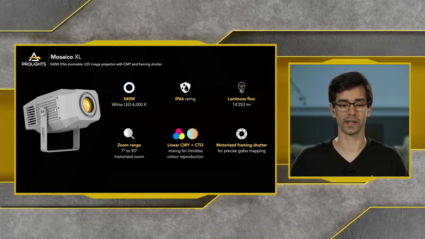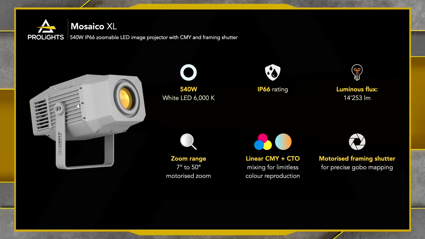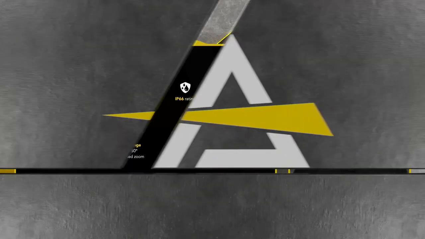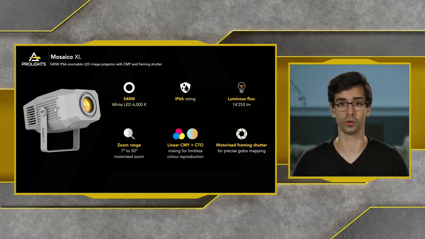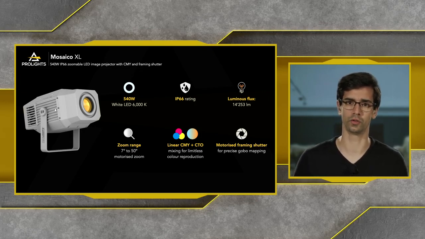Finally, we've got the Mosaico XL unit, a 540 watt IP66 zoomable LED image projector with CMY and framing shutter. The source is a 500 watt white LED of 6,000 Kelvin, again IP66 rated, with a fantastic luminous flux of 14,253 lumens. The zoom range is wider, from 7 degrees to 50 degrees, and again motorized, so a very impressive zoom range.